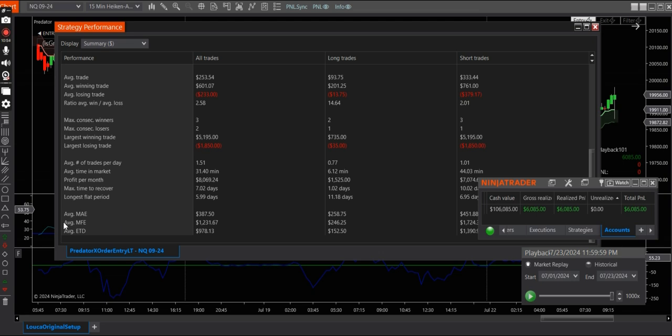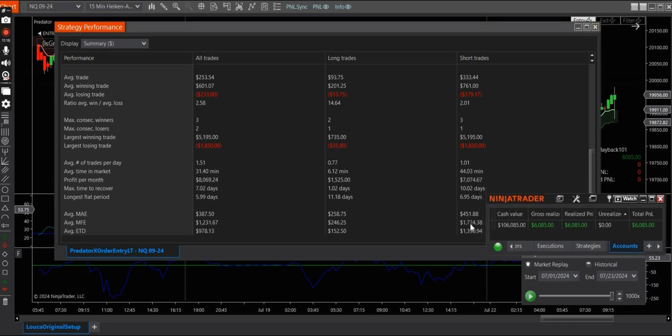So basically, back to average MAE, that is the average maximum adverse excursion. What that is, is the average of the drawdowns. It looks at every single trade, right? It looks at all the drawdowns and averages them all up, and that is what the 387.50 is. Okay, same thing for long trades and short trades.